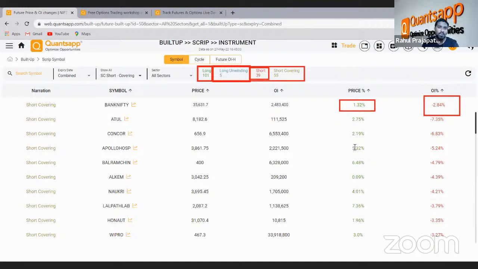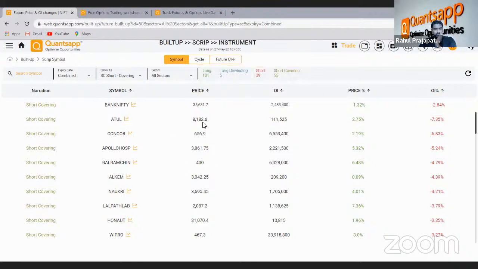Fine. So just by looking at this, you can at least understand that if the market is showing you some kind of trend, it will be long build-up mostly on the high side, or short. If the market is correcting or just profit booking is happening, you might have long unwinding or short covering. So just by using this data, you can understand the strength of the market. Any other queries?